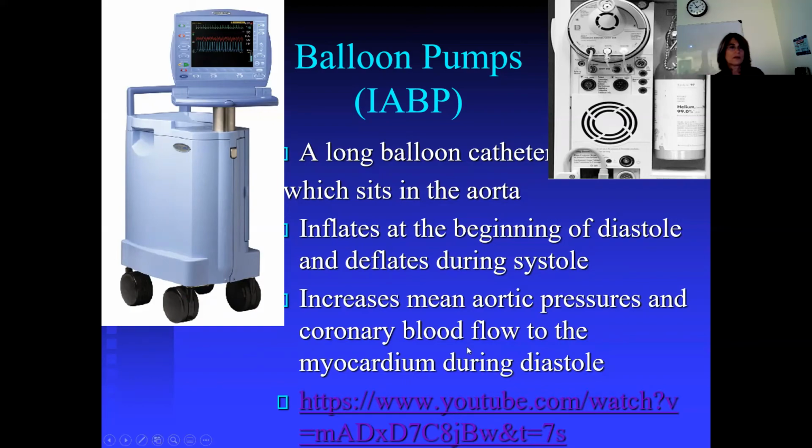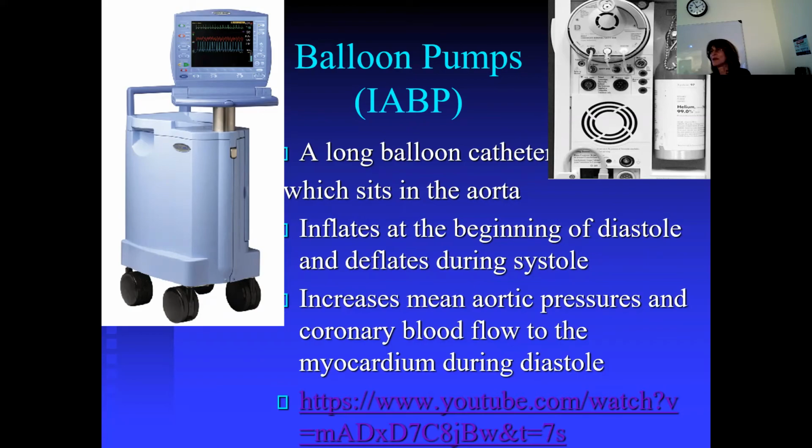That machine weighs 100 pounds. You can see the back of the machine, what gas they're using to inflate the balloon. Why do you think it's helium and not air? It's lighter and it can travel faster. I don't think it does as much damage if it does rupture.